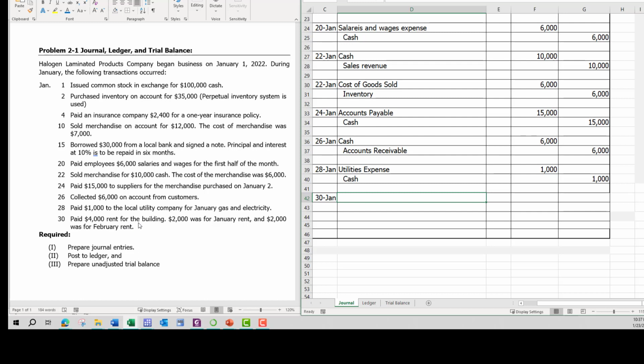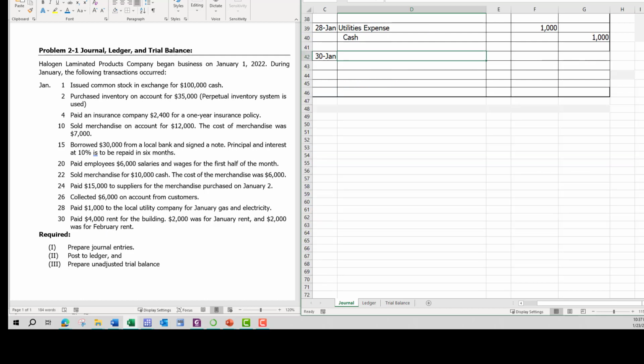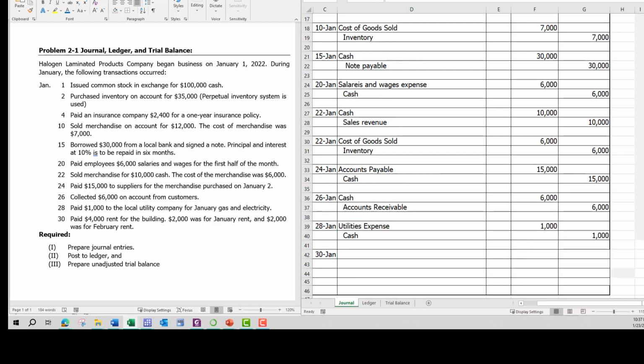And on January 30, paid 4,000 rent for the building. Look at this: 2,000 was paid for January and 2,000 was paid for February. We are recording on January 30. So what should we do now? The first one is $2,000 for January. It is an expense, so rent expense debit, that is $2,000. And since we are paying for February as well, that should be our prepaid rent, correct? Prepaid rent debit. And we paid the entire amount in cash, so cash is credit. Okay.